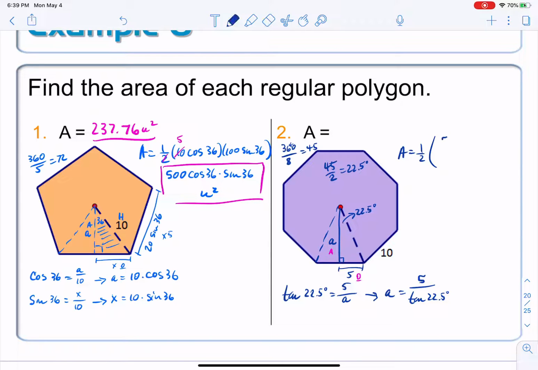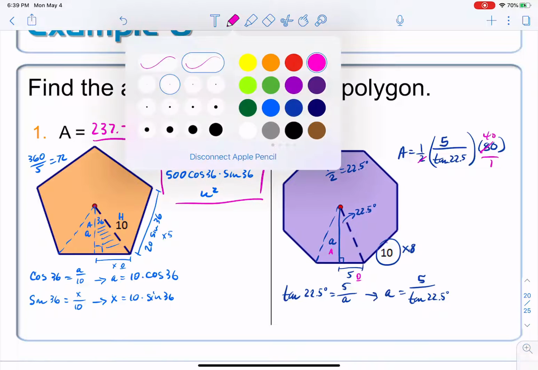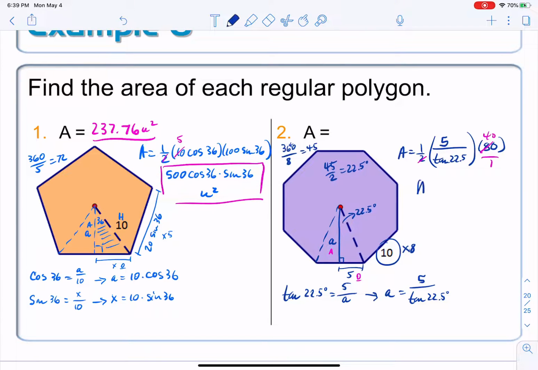5 over the tangent of 22.5, times my perimeter. One side is 10. I got 8 of them. Pretty sure that's 80. Okay. All right, and then let's do some simplification. Take half of that and give 40. This is really like 40 over 1, and you do top times top and bottom times bottom to get an area of exactly 200 over the tangent of 22.5.